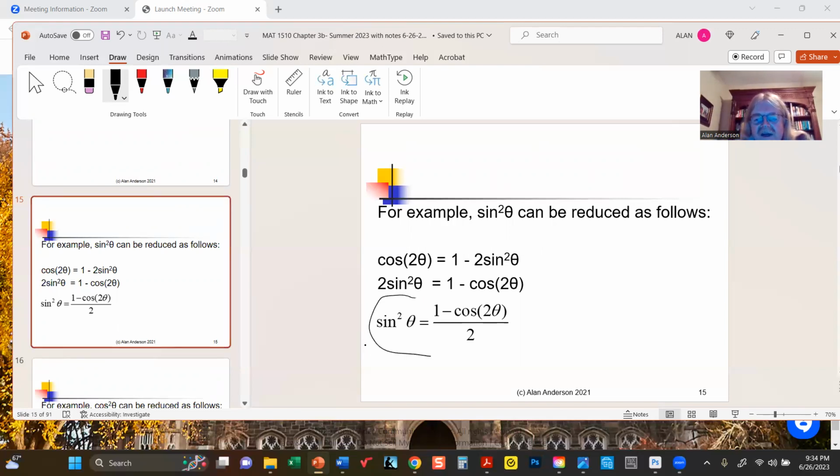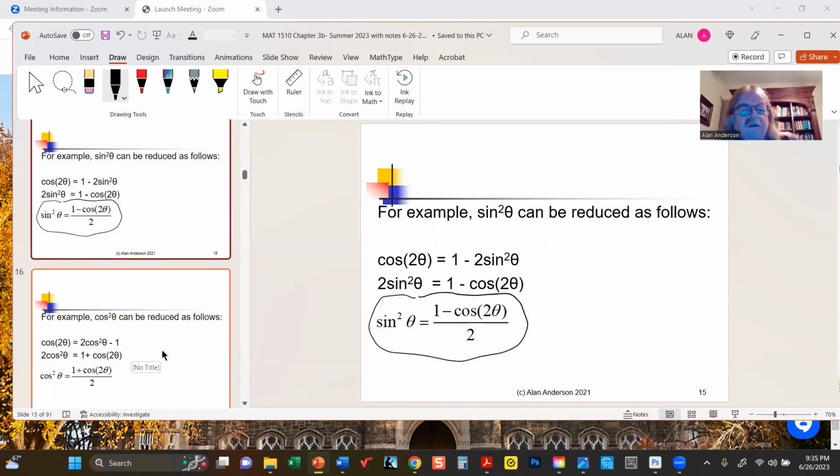And you'll find that with a lot of the trig integrals that we'll be looking at, if you have a squared sine in there, it may be easier to replace it with 1 minus cosine 2 theta over 2. Among other reasons, because it makes it easier to use U substitution. It's not necessary, but it might be your easiest way of solving the problem that you're working on.